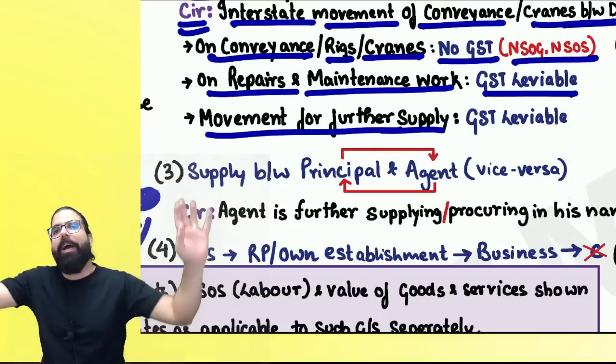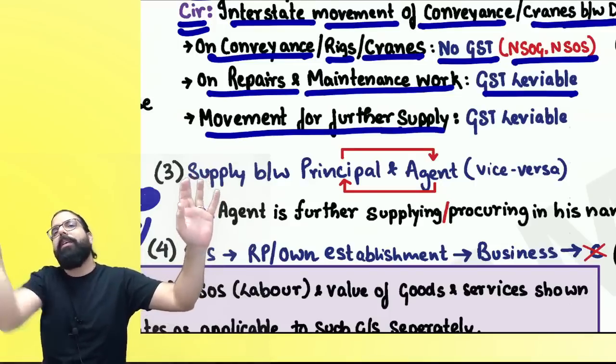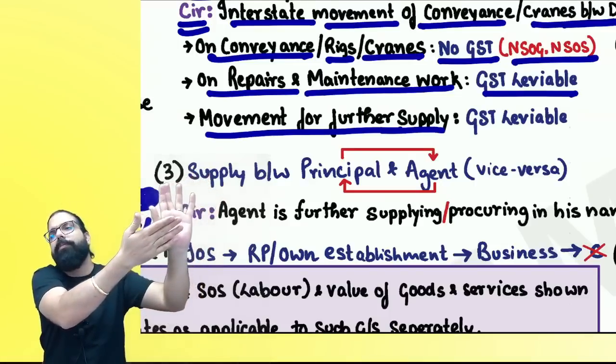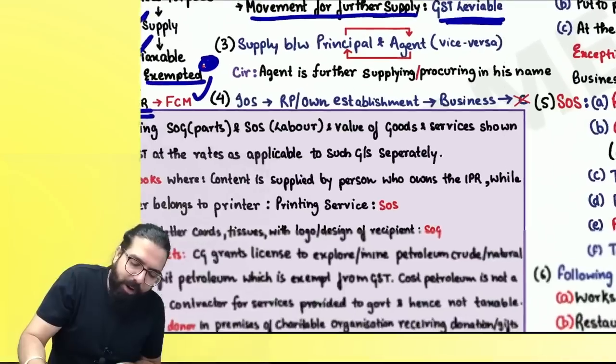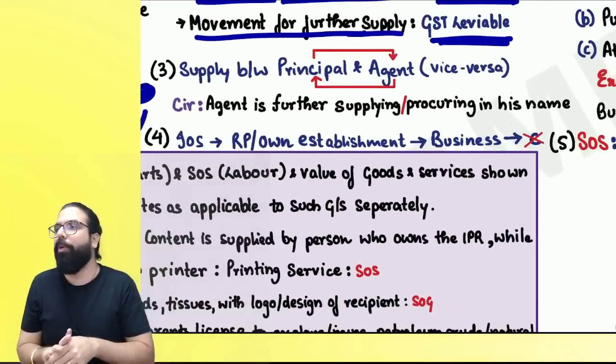Yes or no, everyone? Why are they sending the truck from factory to branch? To sell. It is goods, and if it is goods, GST will be levied. Are we all 100% clear till here? Can we go ahead, everyone?